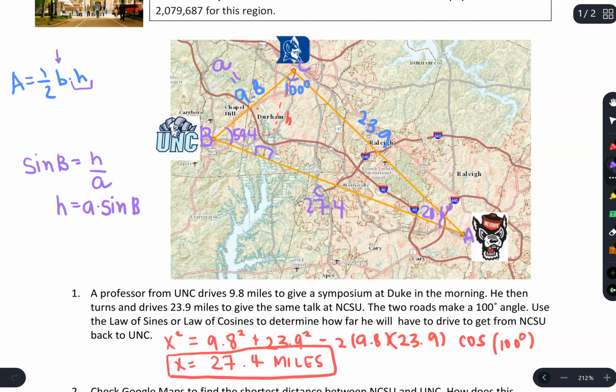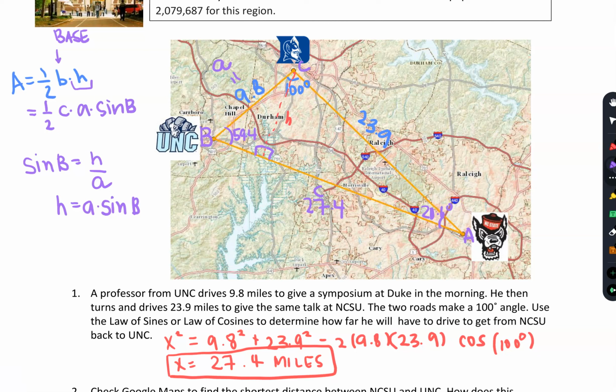So remember, this doesn't represent B in the triangle. It just represents your base of the triangle. So how we solved it, what was our base? What was the side? C. Okay. So if I were to use this area formula, it would be 1/2 side C times side A times sine of angle B. So that is our area formula when we are looking at an oblique triangle.